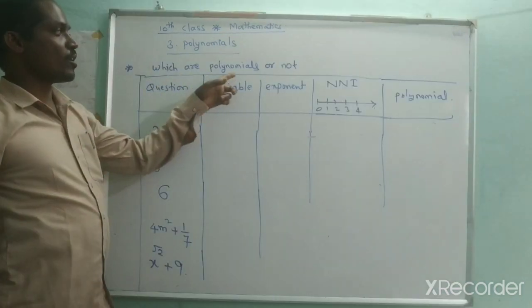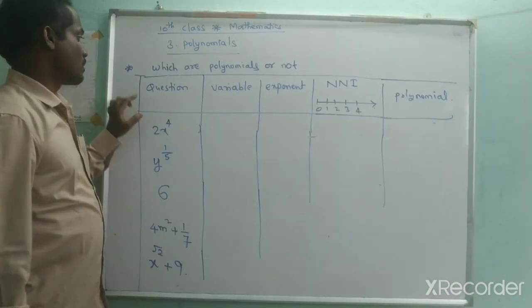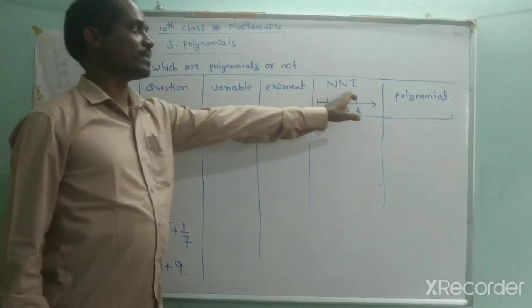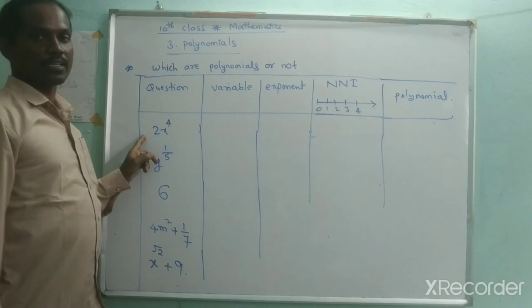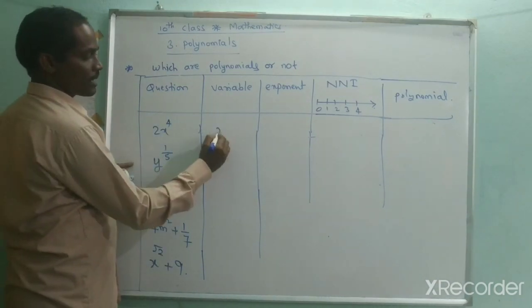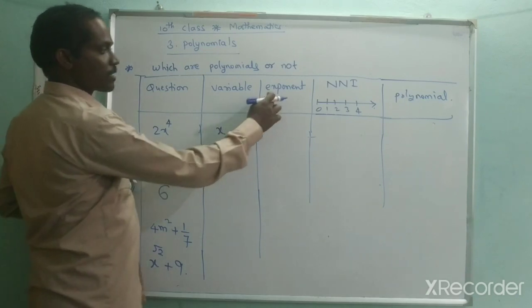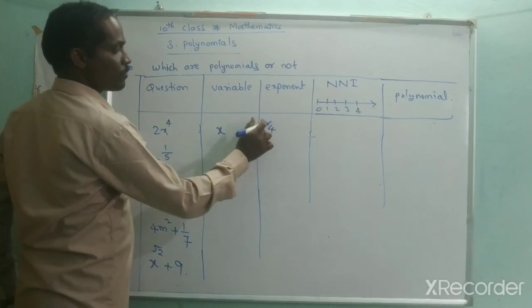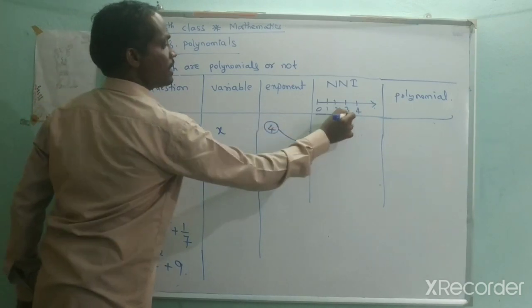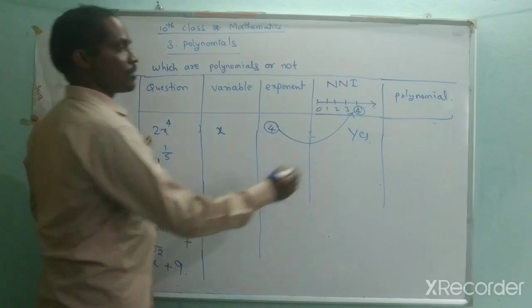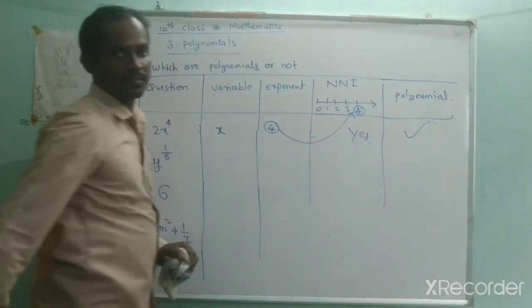Which are polynomials or not? So question: variable, exponent, non-negative integer and polynomial. First we have to write the question 2x power of 4. In this question the variable is x, the exponent is 4. Does this 4 belong to non-negative integers? Yes. So that's why 2x power of 4 is a polynomial.